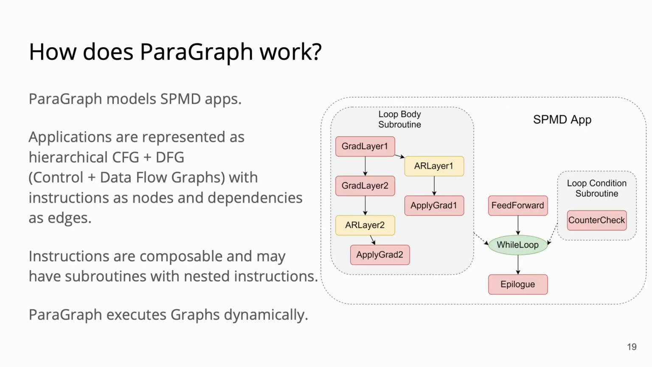ParaGraph works with single program, multiple data, or SPMD applications, represented as a hierarchical graph where the nodes are instructions, while the edges are control and data dependencies. You can see such a graph on the scheme. Here you have a while loop instruction with two subroutines, loop body and loop condition check. Inside the loop body are some computation and communication instructions for gradient updates.